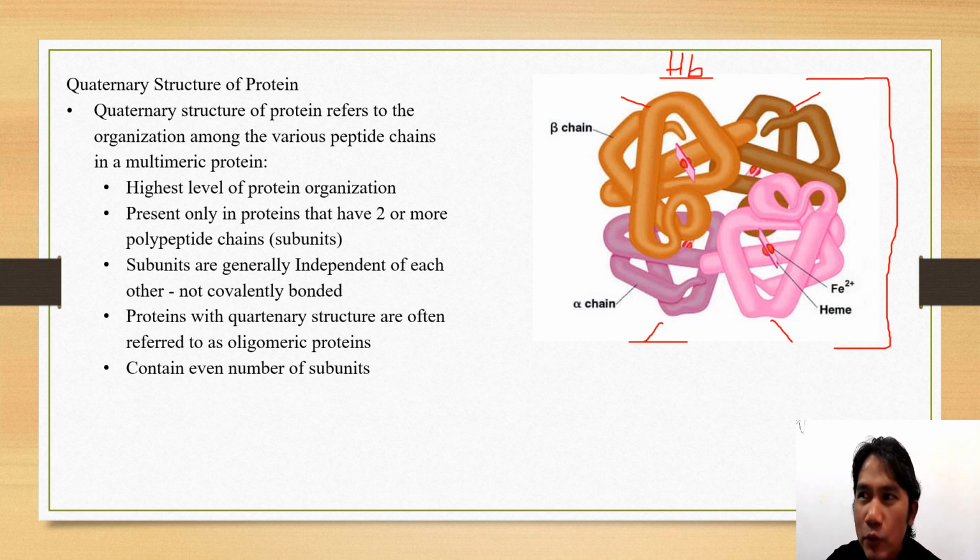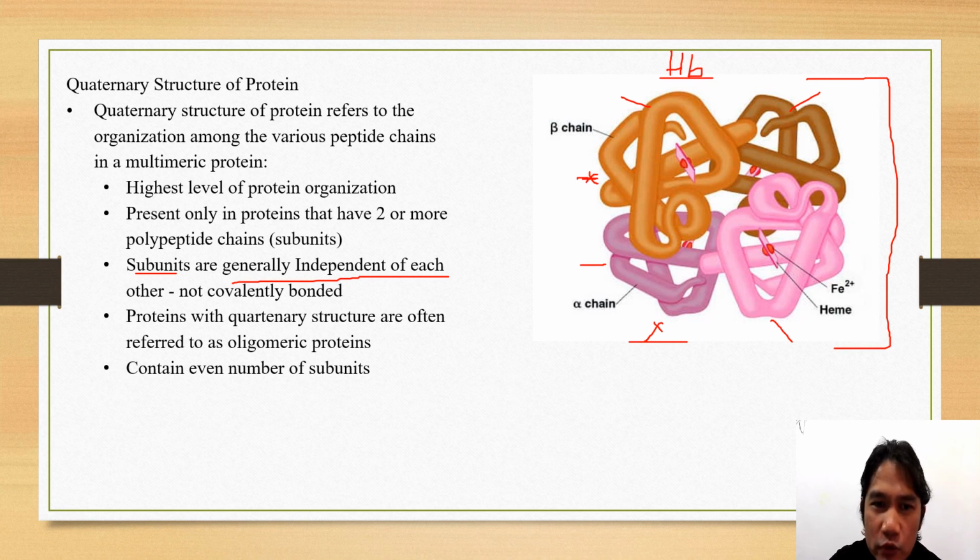Okay? So not all proteins have quaternary structure. But all proteins, of course, they have what? They have primary structure because they have a sequence of amino acids. The subunits are generally independent of each other. So we can say that these subunits here are independent of one another, but they are not covalently bonded. So this purple here is not covalently bonded to this polypeptide, but they are attracted.